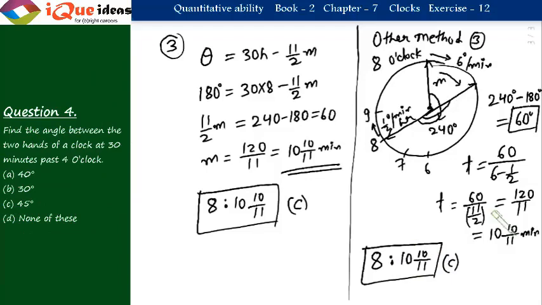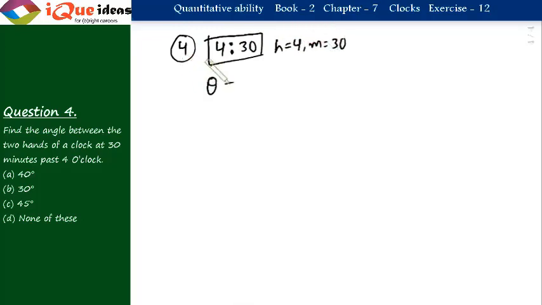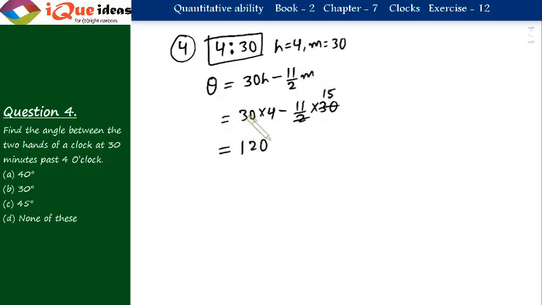Now the fourth question is a direct application of the formula that we have learned. It says find the angle between the two hands of a clock at 30 minutes past 4 o'clock. That is 4:30. So H is equal to 4 and M is equal to 30. So the angle theta is straight away equal to 30H minus 11 by 2 M. So it is 30 into 4 minus 11 by 2 into 30. 2 cancels 30, 15 times. 30 fours is 120 minus 11 15 times is 165. So the answer is minus 45 degrees.